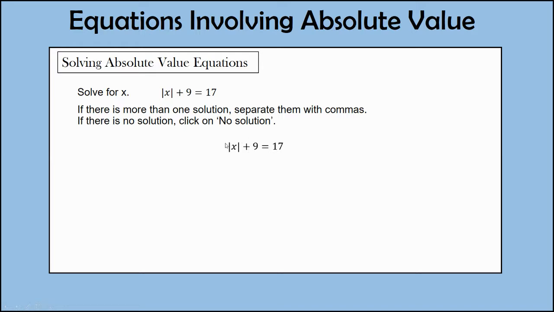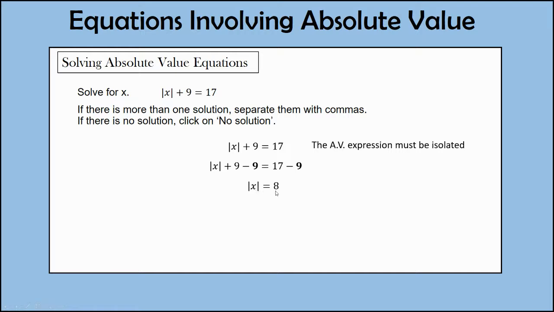The first thing I have to do is get this absolute value of X isolated. It's got plus 9 with it right now. I don't want that on this side. You've got to eliminate it. So we're going to subtract 9 from both sides. 9 minus 9 is 0, so that's going to leave me with the absolute value of X on the left equals 17 minus 9, which is 8. So my first step here is to isolate the absolute value.